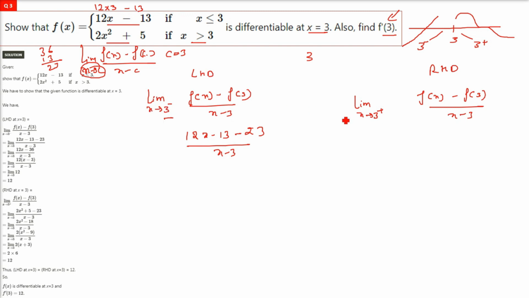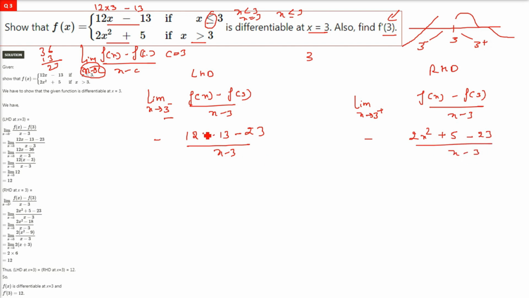I'm not going to write this again, just assume that this is always there. That's why I show you the answer so that you know how to write it. Now you have f(x) minus f(3). Now since x is greater than 3, you have to use 2x square plus 5. And since x is equal to 3, always you have to use 12x minus 13. So f(3) means you have to replace x by 3 in 12x minus 13, that we already computed, and that has come to be 23. So 2x square plus 5 minus 23 divided by x minus 3.